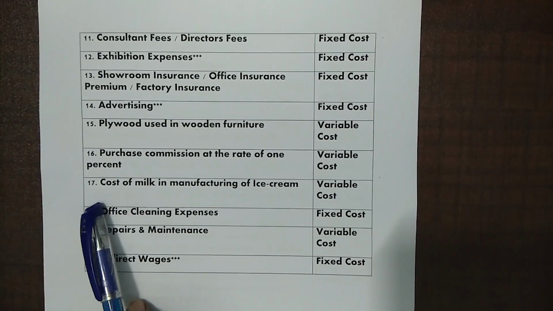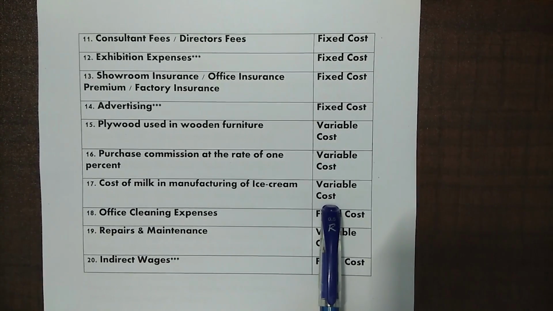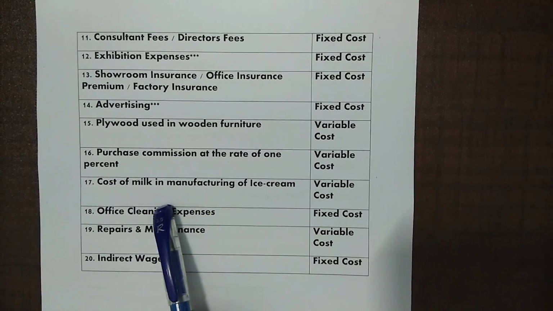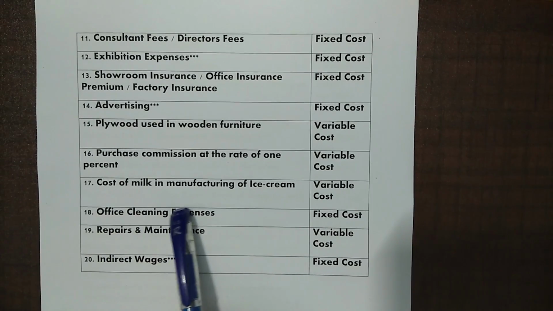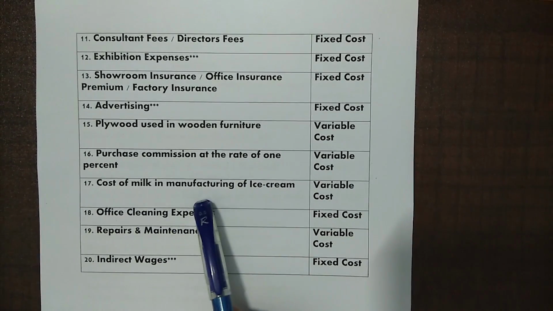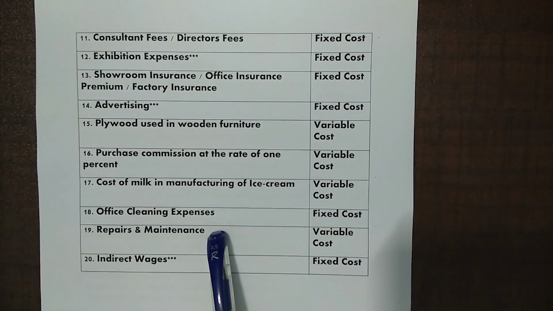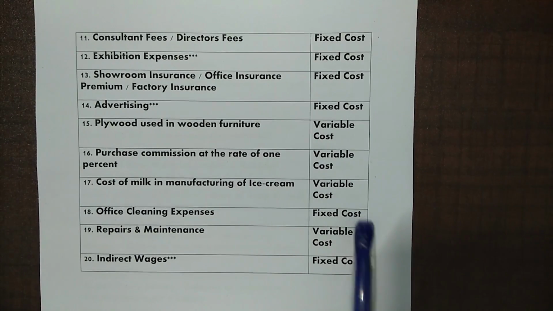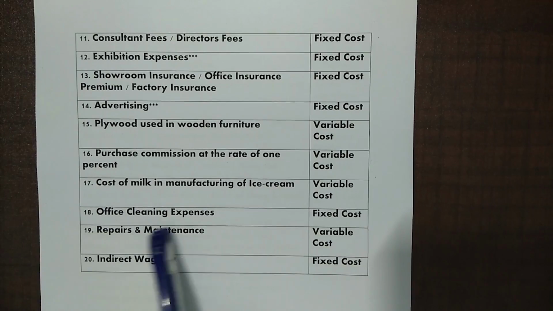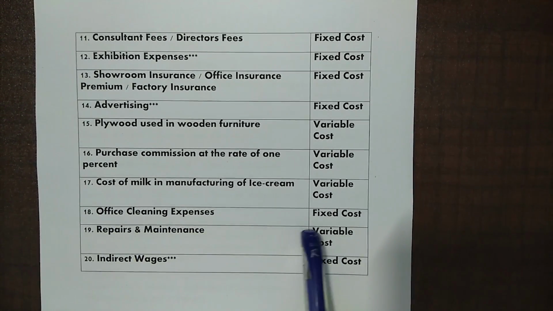Now the next one is cost of milk in manufacturing of ice cream. The answer is variable cost because if I am going to manufacture 100 kg of ice cream, the requirement of the milk will be different. If I am going to manufacture 1000 kg of ice cream, the requirement of the milk will be different. Now the next one is office cleaning expenses. The answer is fixed cost. If you are having any maid at home, we are also paying her a fixed charge on a monthly basis. So office cleaning expenses, it is a fixed cost.